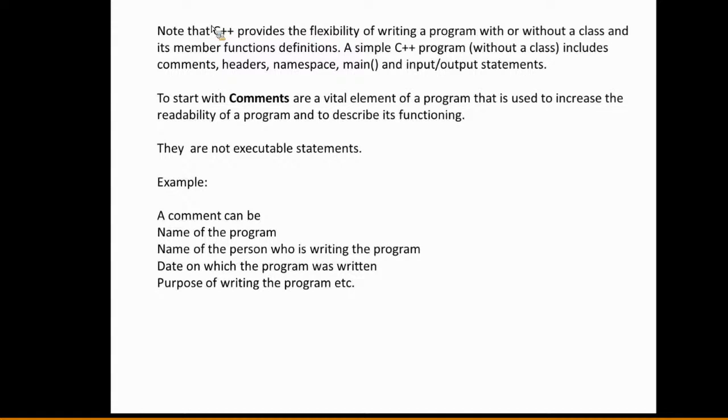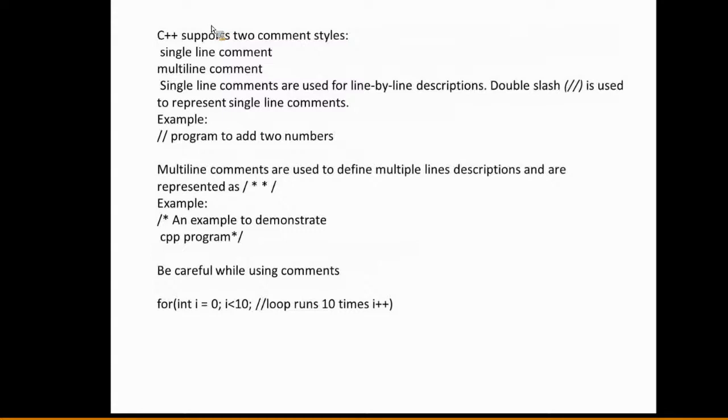Next, you have the name of the person who is writing the program. If I want to know the name of the programmer, I can write it in the comment section. The date at which it was written, all that can be written in the comment section. Now, as you have already done, you have two types of comments in C++. The first one is a single line comment, and the second one is a multi-line comment.